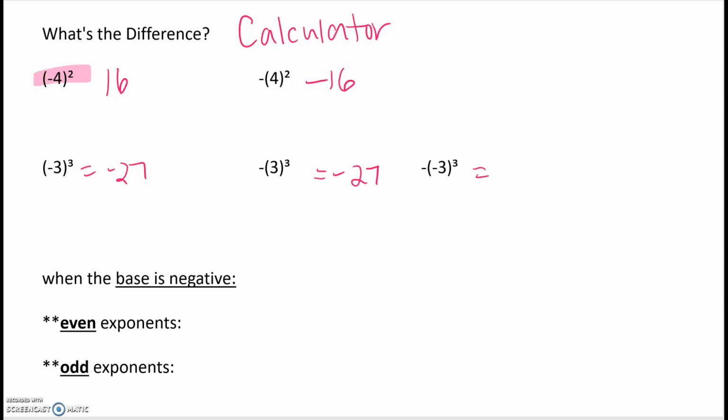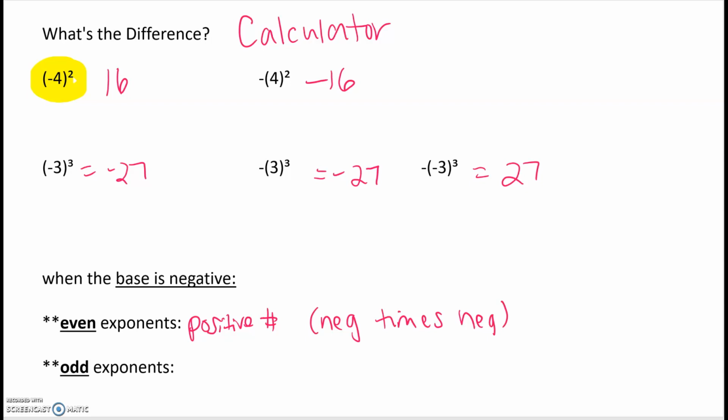And then this last one, I have 2 negatives. So I have a negative on the outside and on the inside. And that's going to get me a positive 27. Okay, so we want to look at what happens when my base is negative. Okay, so if my base is negative and I have even exponents. That would be this first problem right here. We know that we should get a positive number. Okay, because that's saying like negative times a negative, which we know is positive.